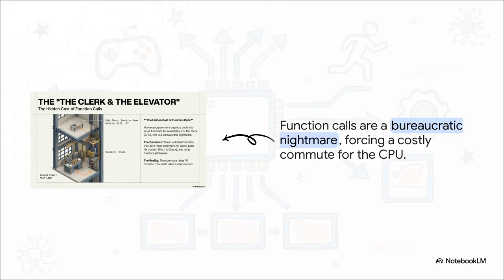Okay, so if you're a programmer, you're taught to write nice, clean code broken up into small, readable functions. It's good practice. But for the CPU, our little office clerk, it's a bureaucratic nightmare. To run one of those functions, our clerk has to stop what he's doing, bookmark his page, pack up all the data he needs, and then take a long, slow elevator ride to a completely different memory address. The actual math might take a single nanosecond, but the commute can take 10 times that. This is what we call function call overhead.